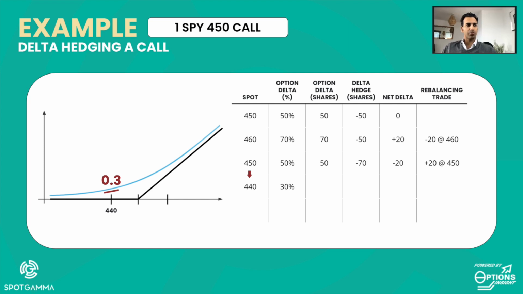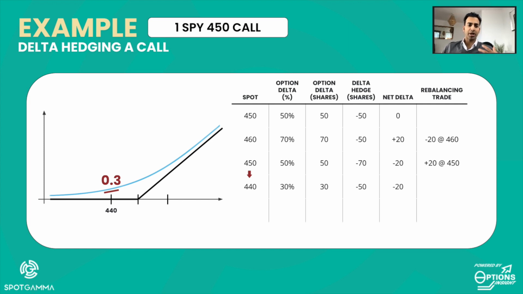That's the equivalent of 30 shares, 100 times 30%. But our delta hedge, as we know, is short 50. So what is the net delta? The net delta is short 20. 30 minus 50 is short 20. So again, we're no longer delta neutral.